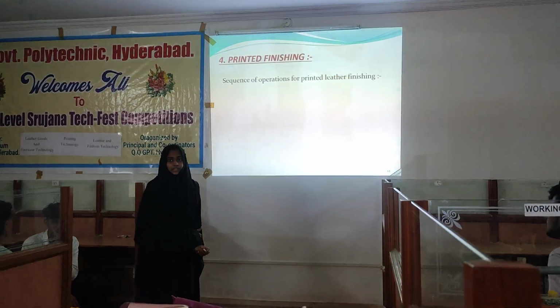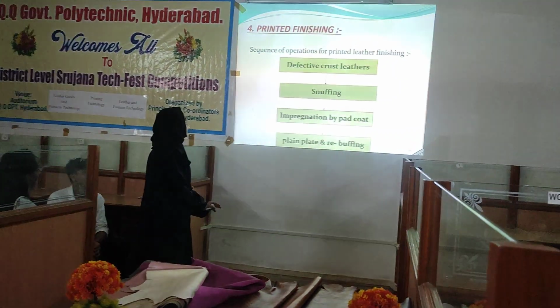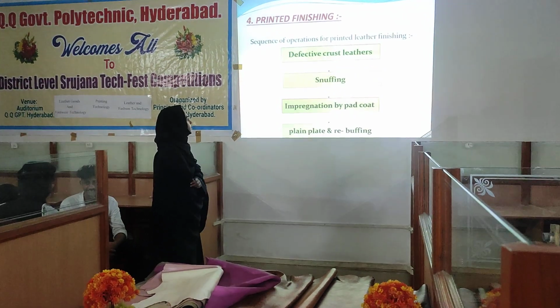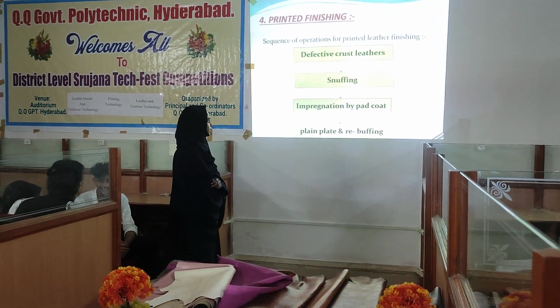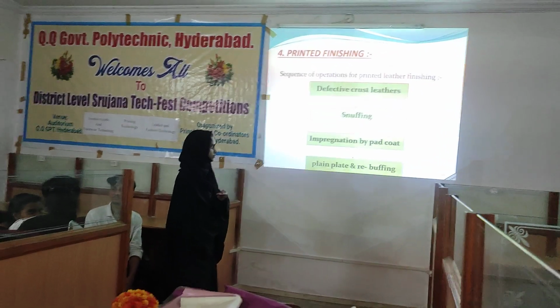We all have seen there are many types of finishing, and this is the fourth type of finishing. It is known as printed finishing. Here we have the sequence of printed finishing. First we will take the defective crust leather and we will do snuffing. After that, impregnation by pad coat. Next, plain plate and rebuffing.